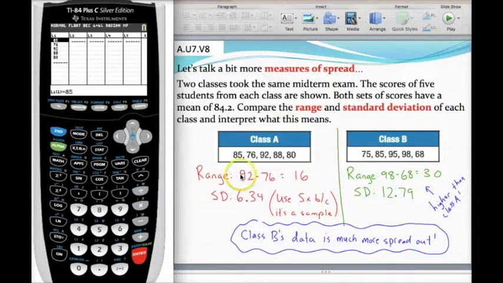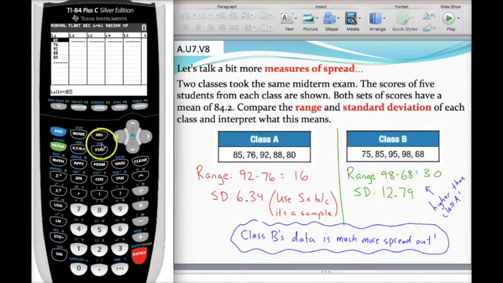So range is not something the calculator will give us when we run our statistics, but range is really easy to find. Just take your high value and subtract your low value. So I've done that for each of these. And I can see right away the range of Class B is much higher. It's got a range of 30, a difference between the high and low of 30 points, versus only 16 points in Class A. So anyway, let's compare the standard deviations.